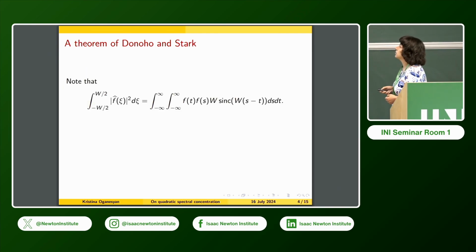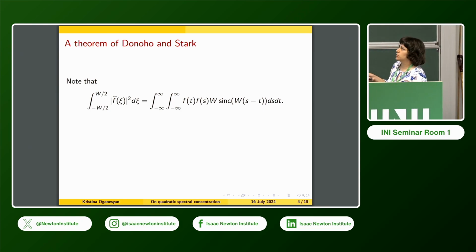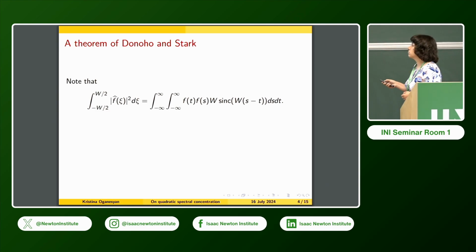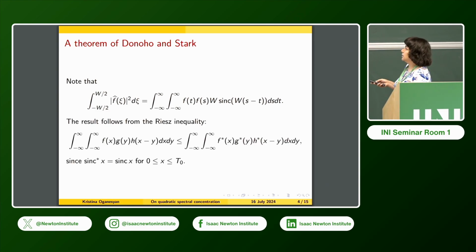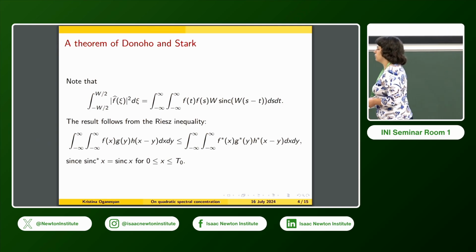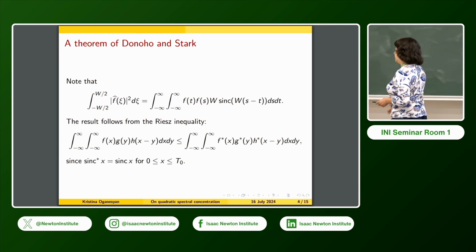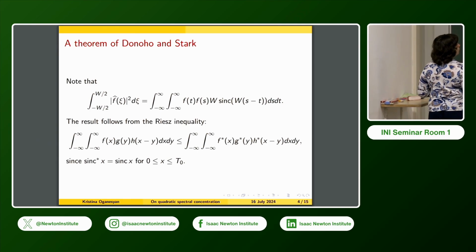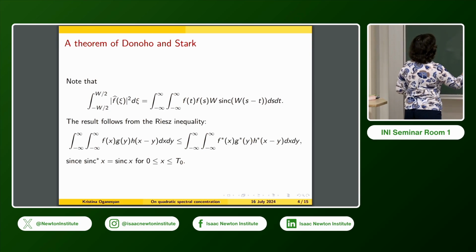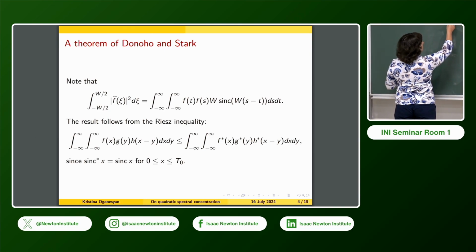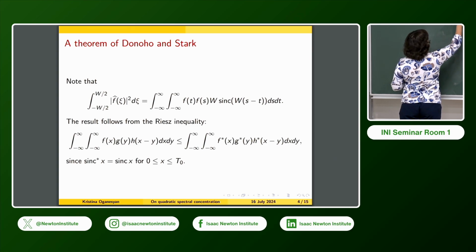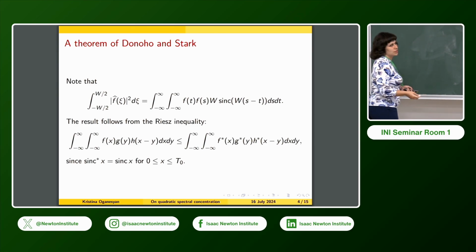How can we prove this? First of all, we write down the expression for this integral. We obtain this expression here, and then we use the Riesz inequality that says that we can put rearrangements on f and on sinc here. But the important thing is that under the conditions of the Donoho-Stark theorem, the argument of sinc here is in this interval minus T naught to T naught. And what is T naught?